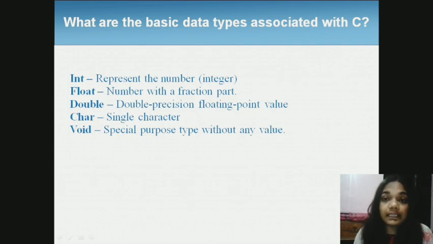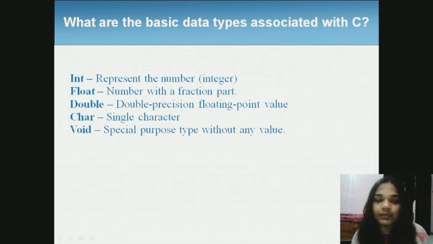What are the basic data types associated with C? The basic or most important data types of C language are these five. That is int. Int is used to denote integers, integers meaning numbers. Float is used to denote floating point values, meaning numbers with a fraction part, or you can say decimal values. So we have the float data type for that.